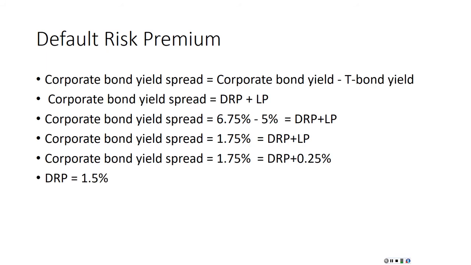Well, the difference between the corporate bond yield and the Treasury bond yield is the corporate bond yield spread, which is equal to the default risk premium plus the liquidity premium. So if we take the corporate bond yield of 6.75% and subtract the 5% of the T-bond yield, that should be equal to the combination of the default risk premium and the liquidity premium. So 1.75% is equal to the default risk premium plus the liquidity premium of 0.25%, implying that the default risk premium is equal to 1.5%.